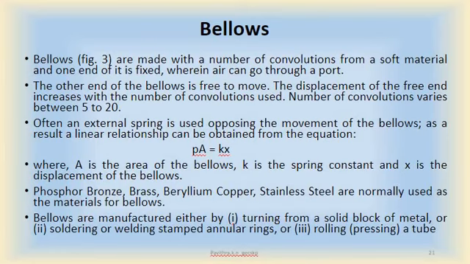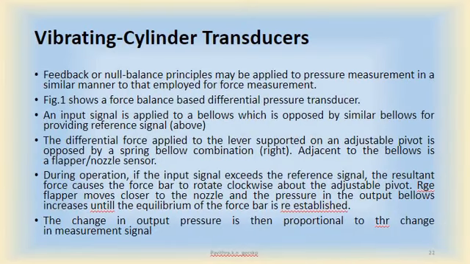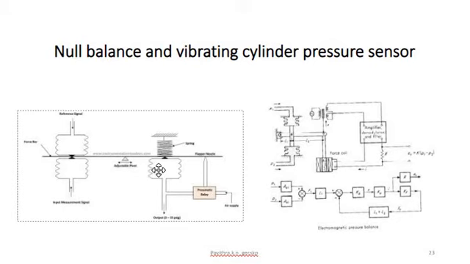Next let us move on to the vibrating cylinder transducer, which is also a method for measuring the pressure. So here actually there are two principles: the feedback principle or null balance principle, or we can say force balance principle, is used for measurement of pressure here. So this is a method, the force balance method, by which pressure is measured.